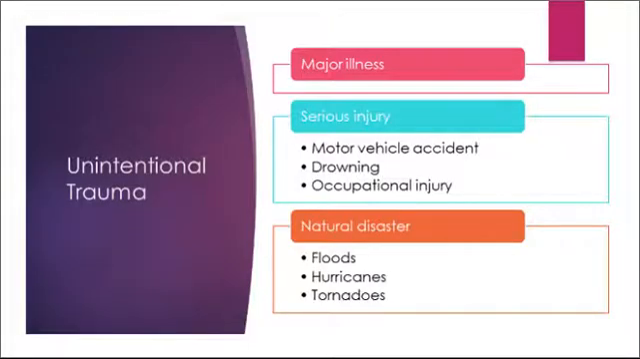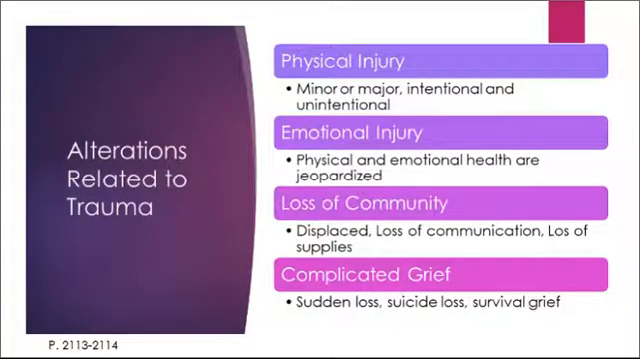Unintentional trauma includes things like motor vehicle accidents and drownings. These are trauma, but they're not intentional, as in the others we're discussing. Alterations related to trauma, chapters 21, 13, and 14. There's the chart of alterations and therapies.